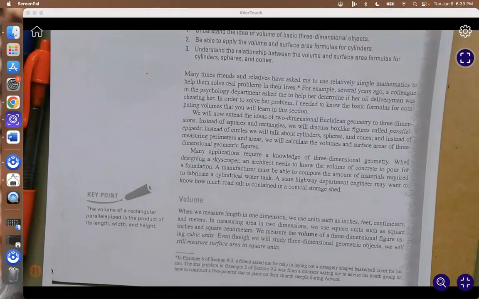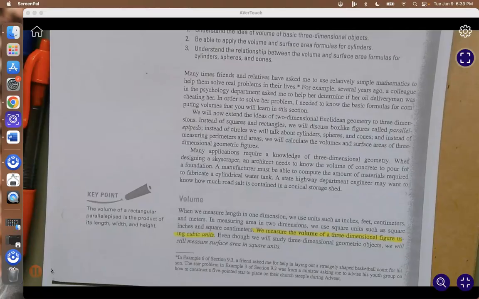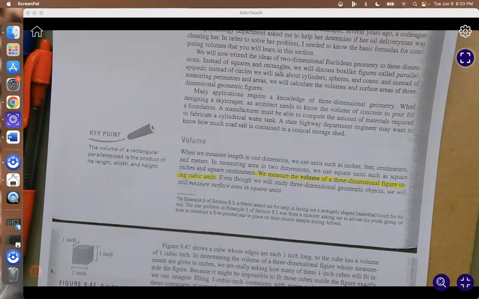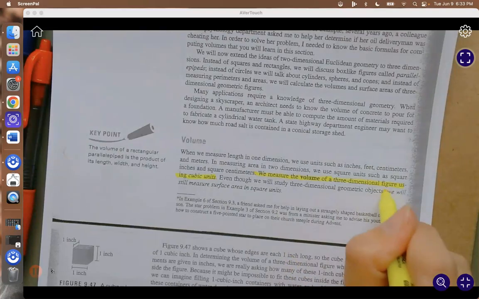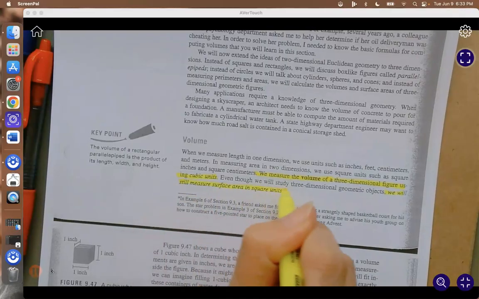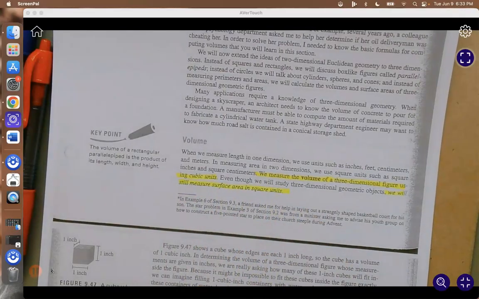Okay, so volume, we measure volume of a three-dimensional figure in cubic units. This is if we were going to be filling up a three-dimensional figure with liquid, whatever. All right, so surface area, we will still measure in square units. Surface area, remember, is like if I wanted to wrap the thing. Okay, I'd wrap it in paper.